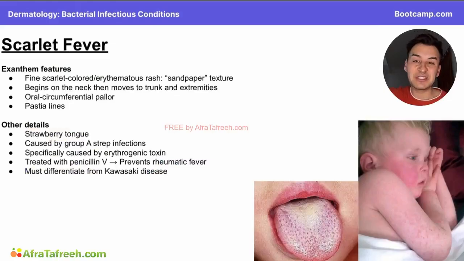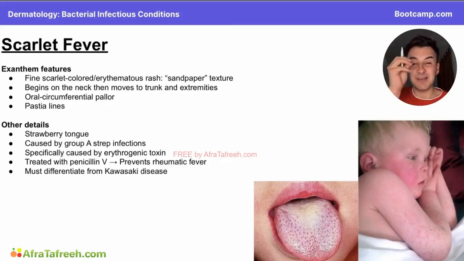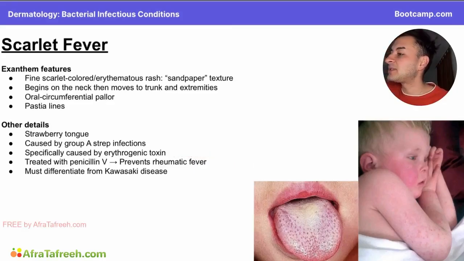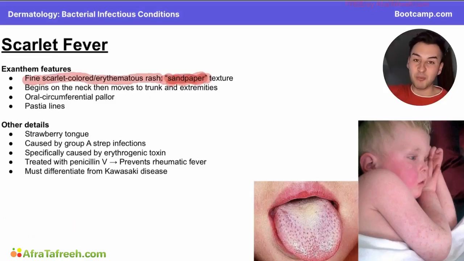Let's move on to talk about scarlet fever, which is going to be another complication of group A strep infections. But in this case, it starts out as an erythematous rash that is maculopapular and described as a sandpapery texture. That's really important. So a fine scarlet colored erythematous rash with sandpaper texture. I'm going to triple highlight sandpaper because that's how important it is.